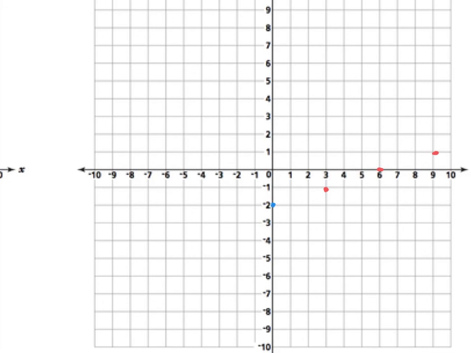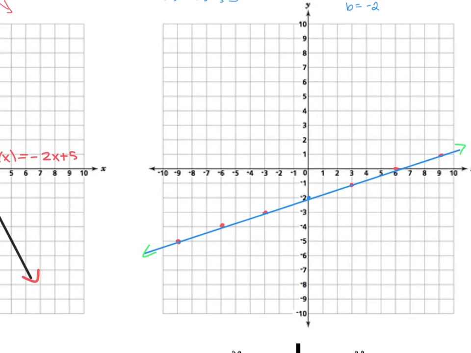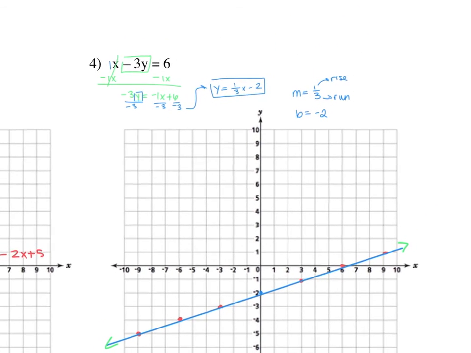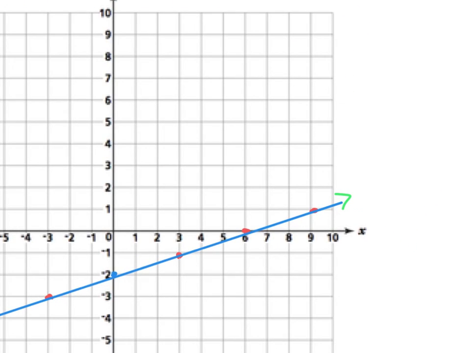So instead of going up, I'm going to go down. Go down 1, left 3. Down 1, left 3. Ooh, not there. Down 1, left 3. 1, 2, 3. And now I'm going to draw a line going through those points. Last but not least, we put nice little arrows on our line, and we write the equation: 1x minus 3y equals 6.